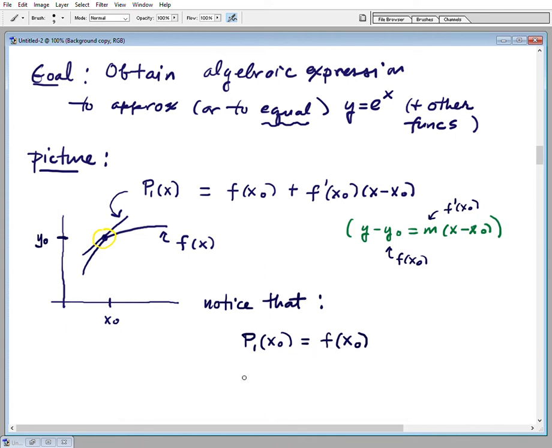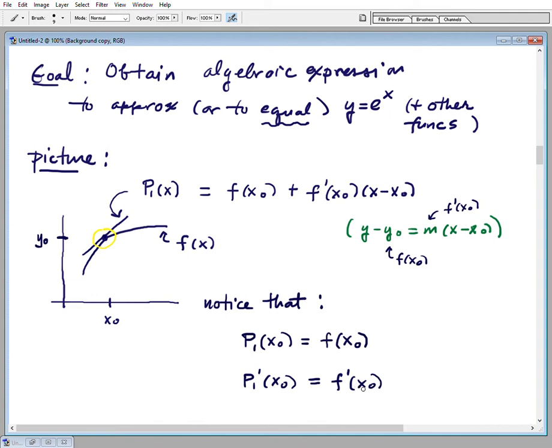Another thing we can notice, and this is very important, the derivative of p1 at x0 is equal to the derivative of f at x0. Right. Look at the derivative of this. This is a constant that drops out. All right, you're just left with this. This is what you'll be left with, f prime of x0, when you take the derivative of p1.